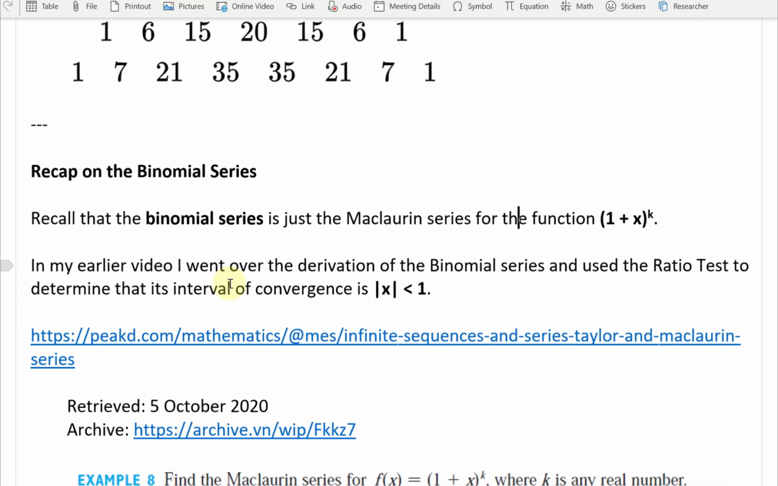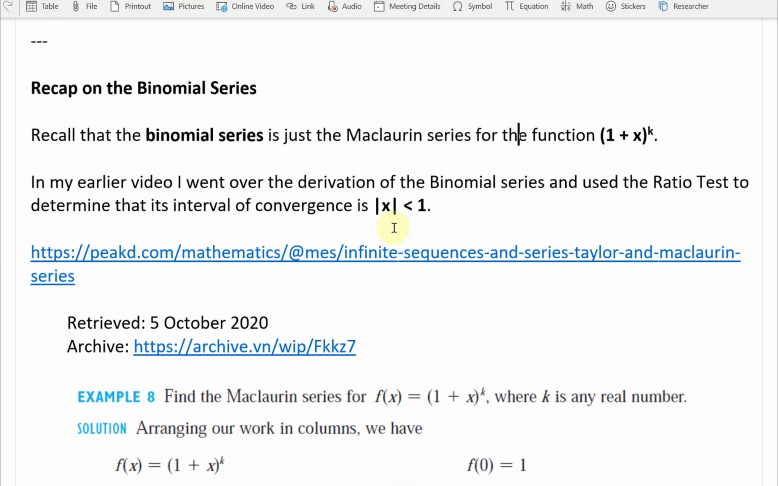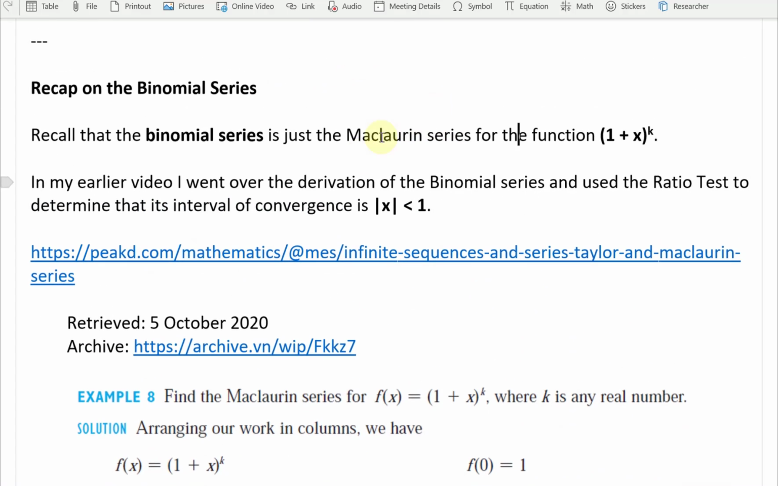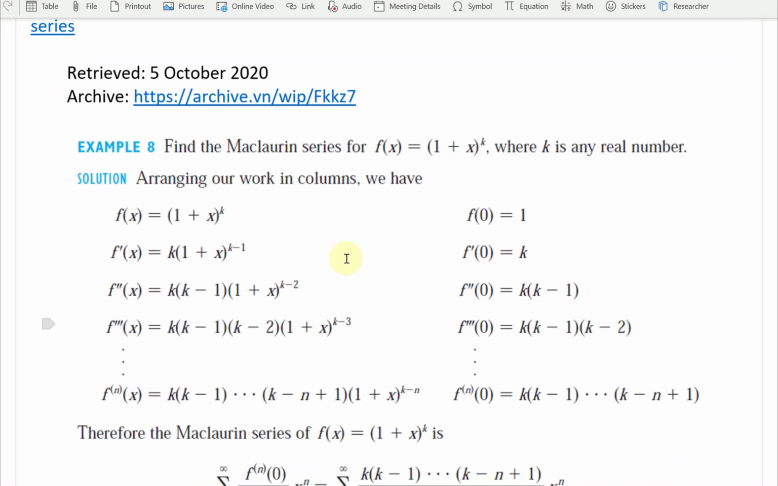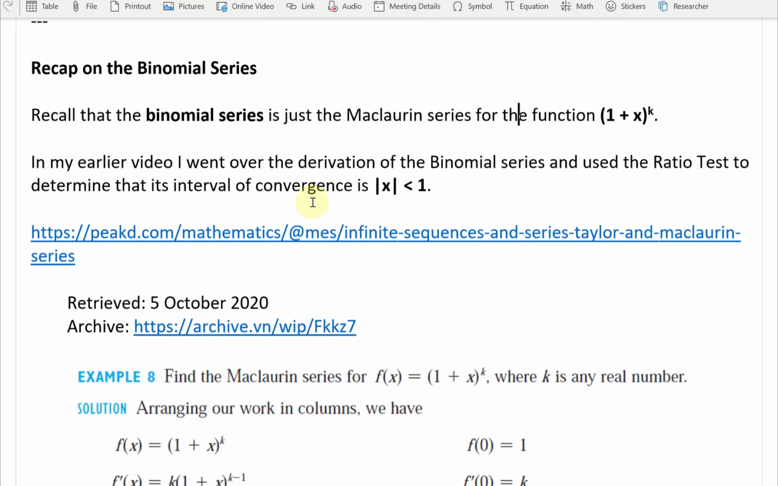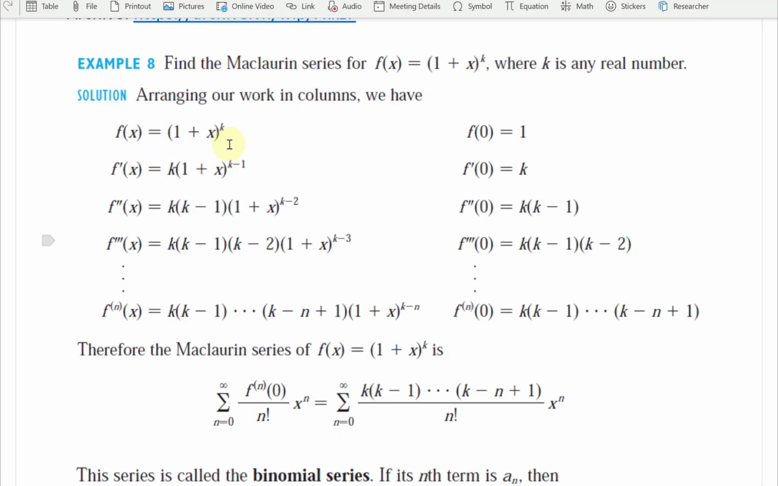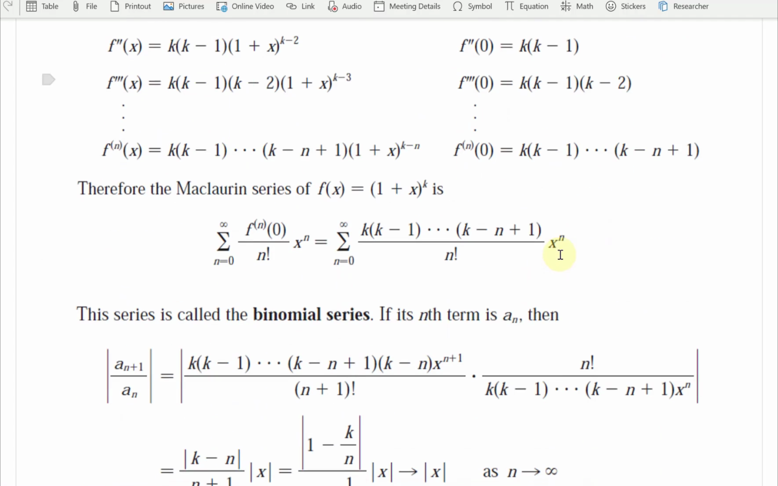So in my earlier video, I went over the derivation of the binomial series and used the ratio test to determine that its interval of convergence is absolute value of x less than 1. So that's the interval of convergence, or you could say radius of convergence, because in this case a equals 0 for the Maclaurin series. Anyways, here is a screenshot from the calculus book, but here's from my earlier video. Find a Maclaurin series for f of x equals (1 plus x) to the power of k, where k is any real number. Just taking the derivatives, you get this pattern.